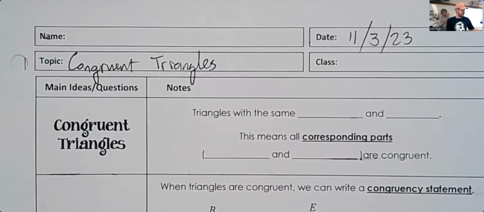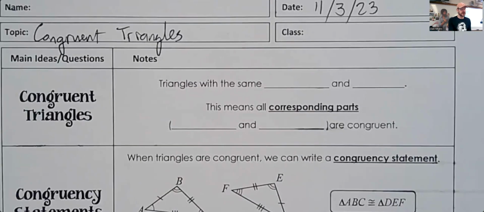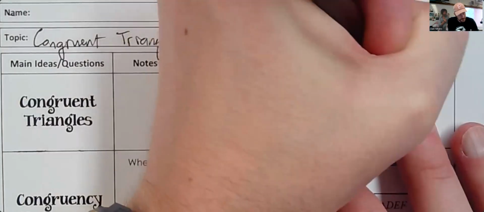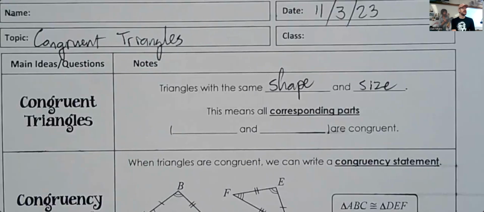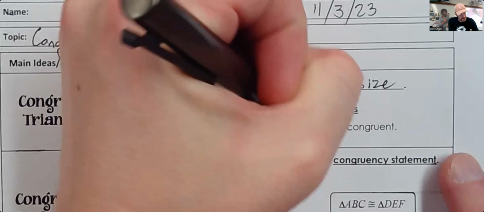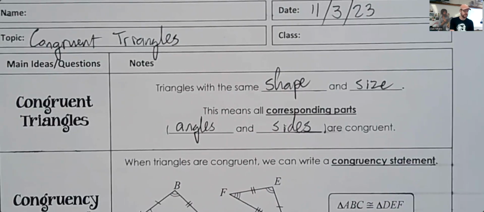So, congruent triangles are triangles with the same shape and size. They are identical in terms of their angle measurements and their side lengths. So that means that their angles and sides are congruent. Every side matches with a side in both triangles. Every angle matches with an angle in each triangle as well.